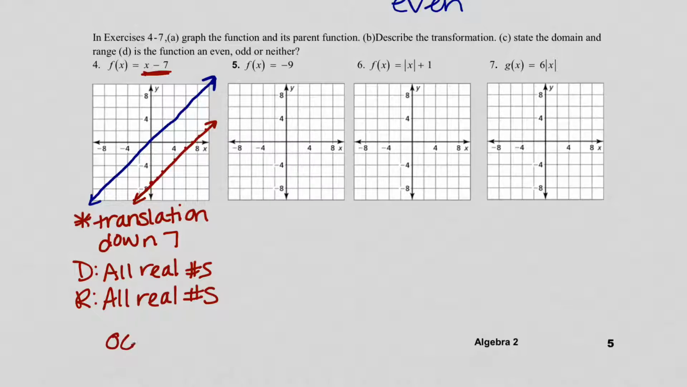And then if it's odd or even. Well, I told you all linear graphs are odd. Okay, if I reflect it over that y-axis, it is not the same.